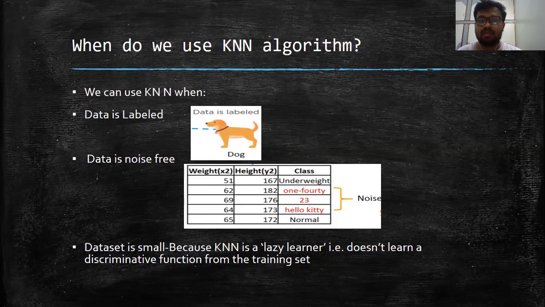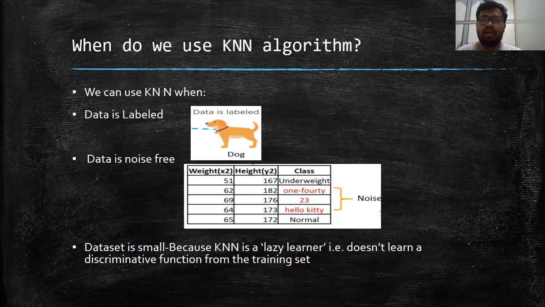As you can see in this picture, we have given weights and heights, and there are two classes, one is underweight and one is normal. And then we can see there are three noises: 140, 23, and Hello Kitty. These are the noises. So KNN can't be applied here. It can only be applied when the data is noise free. That means if the classes for these three would have been underweight or normal, then we could have used the KNN algorithm in this.